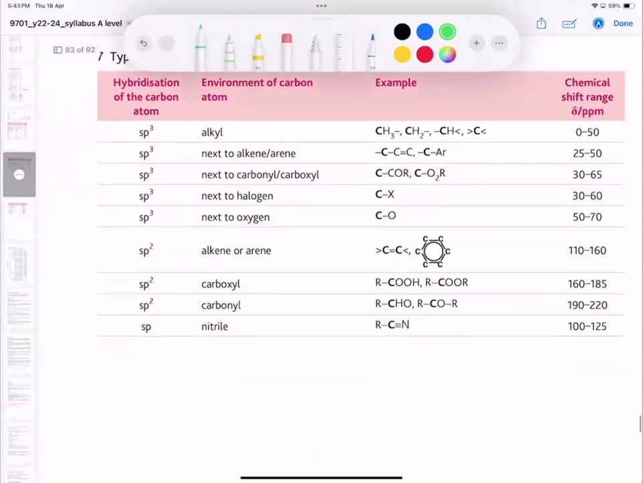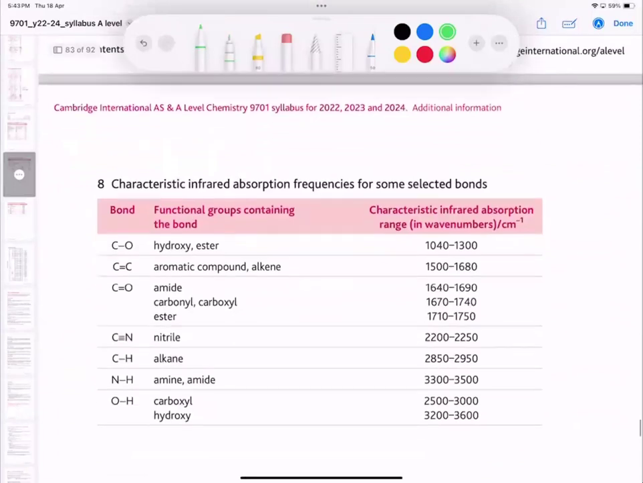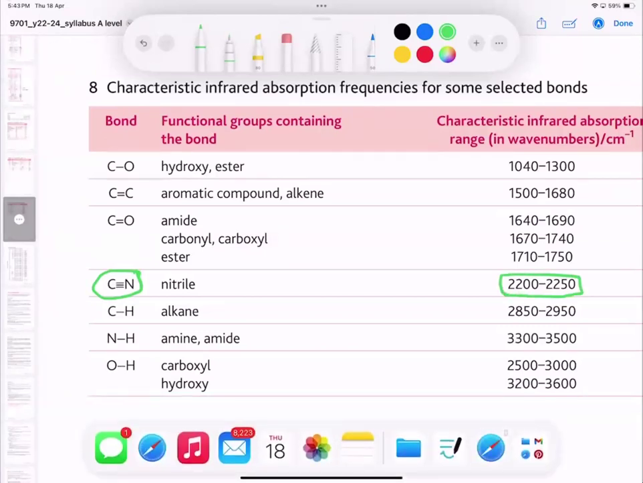Yeah, you are provided with the values. Here we have infrared. So see, C triple bond N appears at 2200 to 2250.